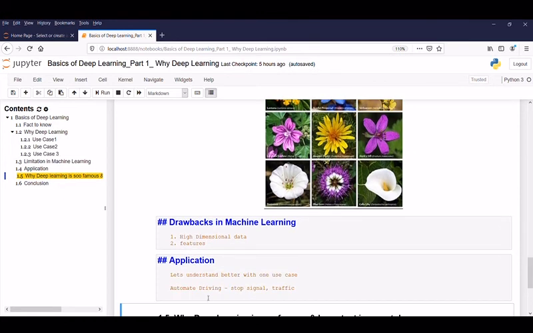In automated driving, it has to identify the stop signal and traffic, and it has to act accordingly. That's the reason deep learning is very famous in all these applications.